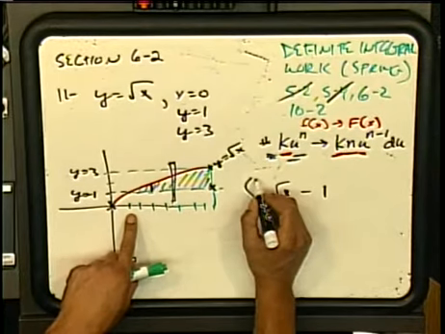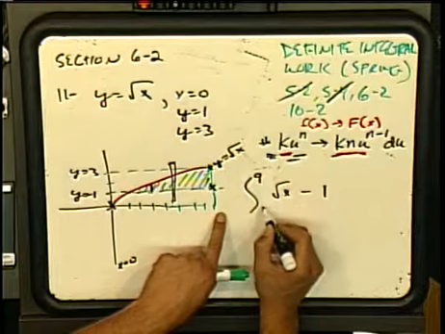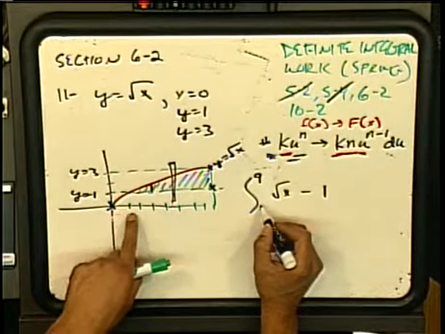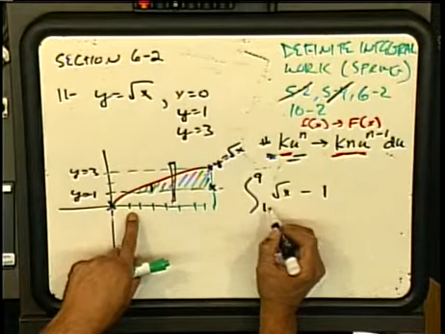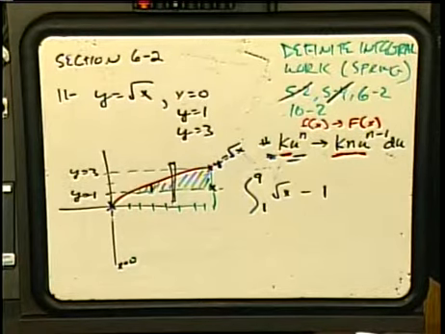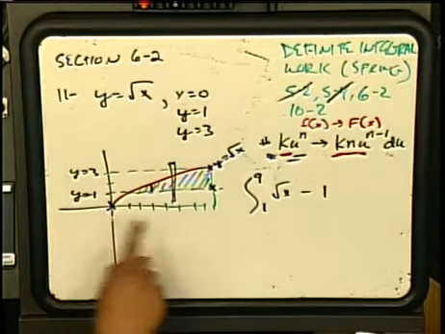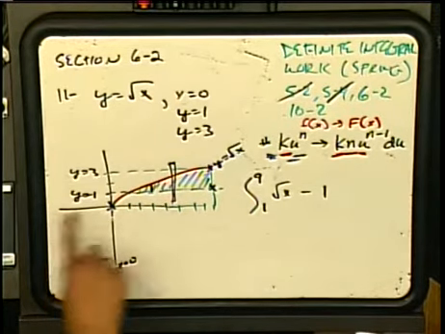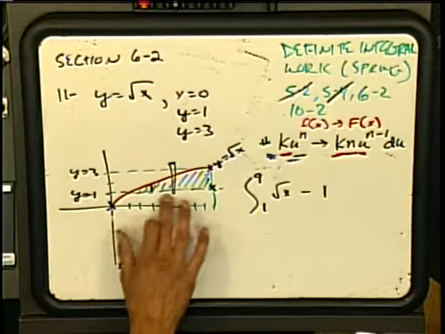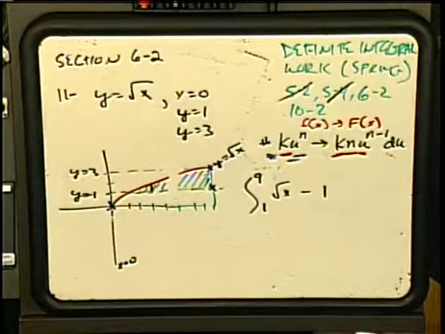So our boundary is 1. No, I believe 9 and 1. 3 and 1. Oh, we gotta do a horizontal. Sorry about that.